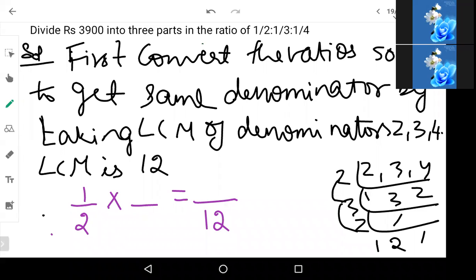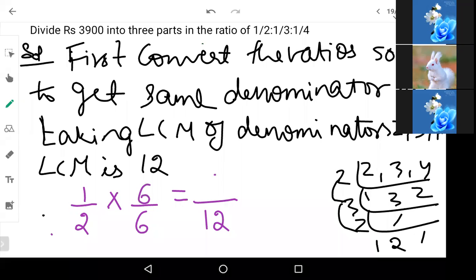2 sixes are 12. So we'll get 2 sixes are 12. Now since I'm multiplying by 6 in the denominator, I should also multiply by 6 in the numerator. So 6 ones are 6, 6 twos are 12. So my denominator here will be 12.